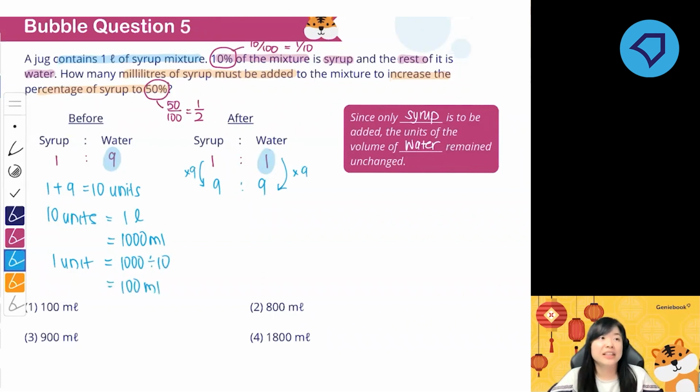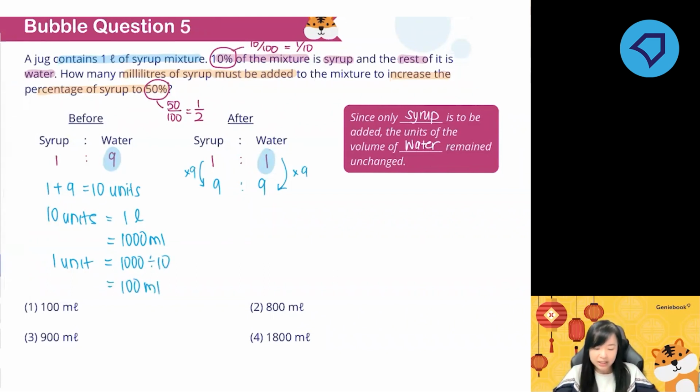And now, okay, you have 20 seconds more to think about it. How many milliliters of syrup is added? Look at your syrup. At first is 1 unit. After adding becomes 9 units. How many units did we add? Very good. Most of you got it correct.